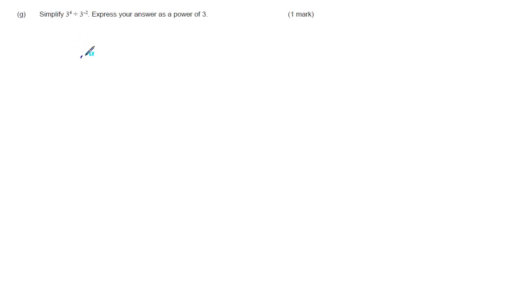We want to simplify 3 to the power 4 divided by 3 to the power negative 2. When we're dividing, the base stays the same and we subtract the indices. So that's 4 take away negative 2. Take away negative 2 would become a plus 2. So we have 3 to the power 6.